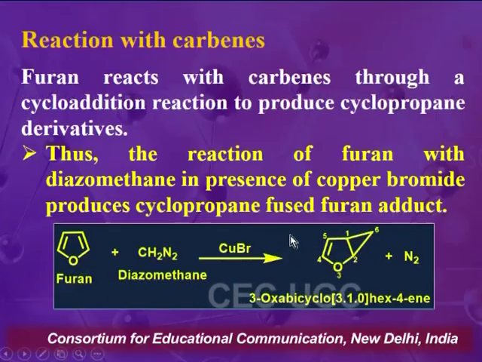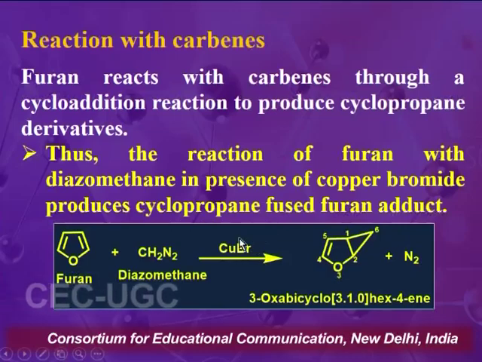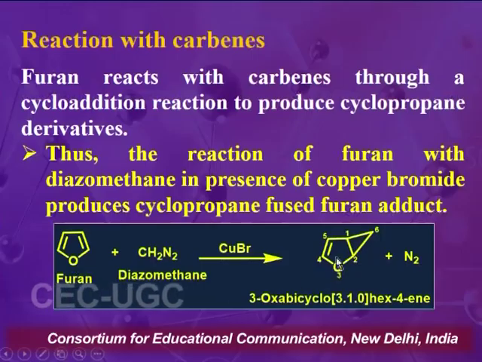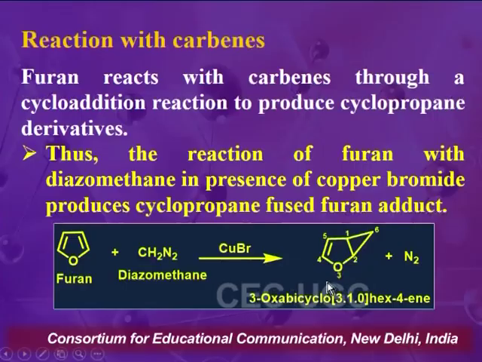The last reaction about furan molecule is once again from the nature of diene-like character. So furan reacts with carbenes through a cycloaddition reaction to produce cyclopropane derivative. And the example is that the reaction of furan with diazomethane in the presence of copper bromide produces cyclopropane fused furan adduct. So we have furan molecule and there is diazomethane. In presence of copper bromide, it is producing cyclopropane fused furan molecule.